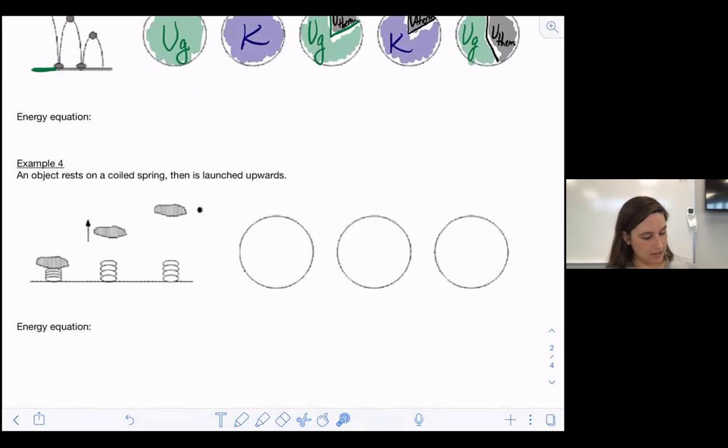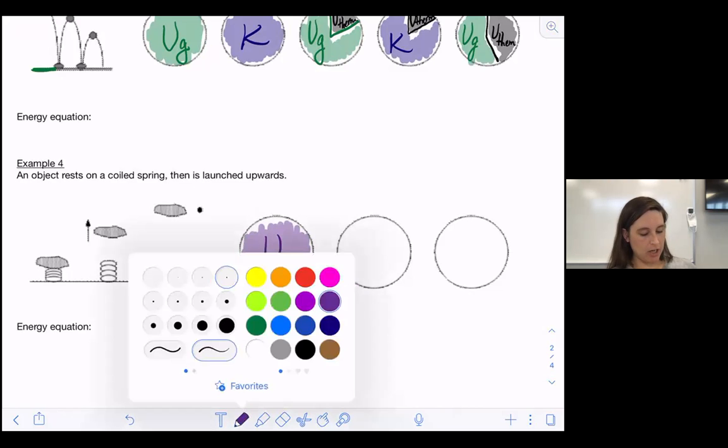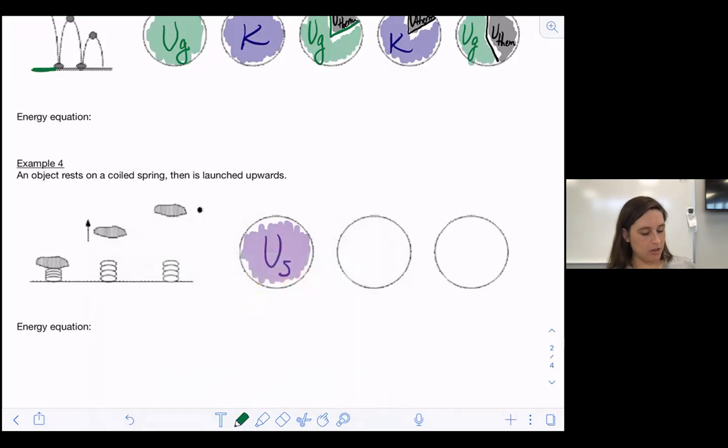And then lastly, we've got an object that rests on a coiled spring and is then launched upwards. So we've deformed our spring, but nothing else is really going on. So we would expect that all of our energy is spring energy. Then we let it go and our spring uncoils. So now none of the energy is going to be spring energy. Instead, the object gets launched into the air.